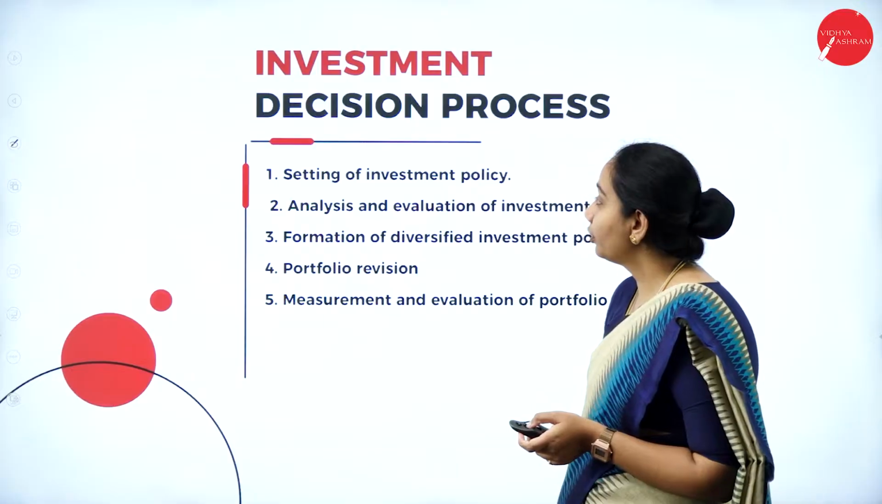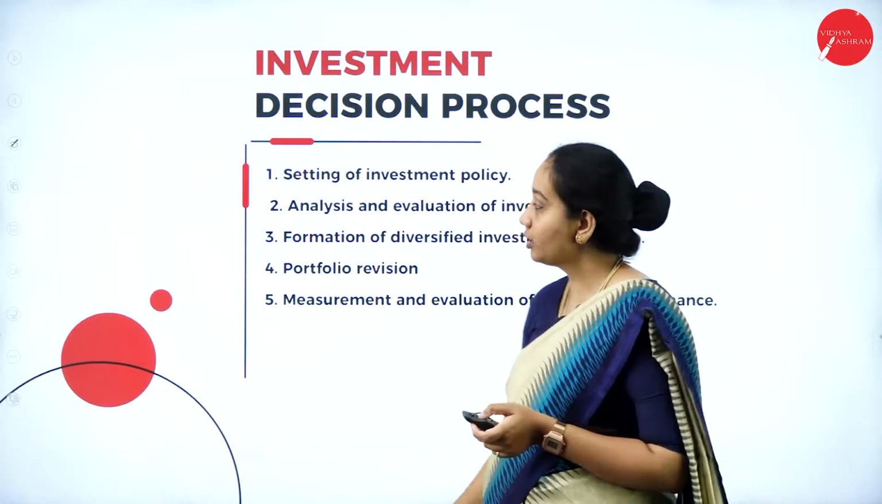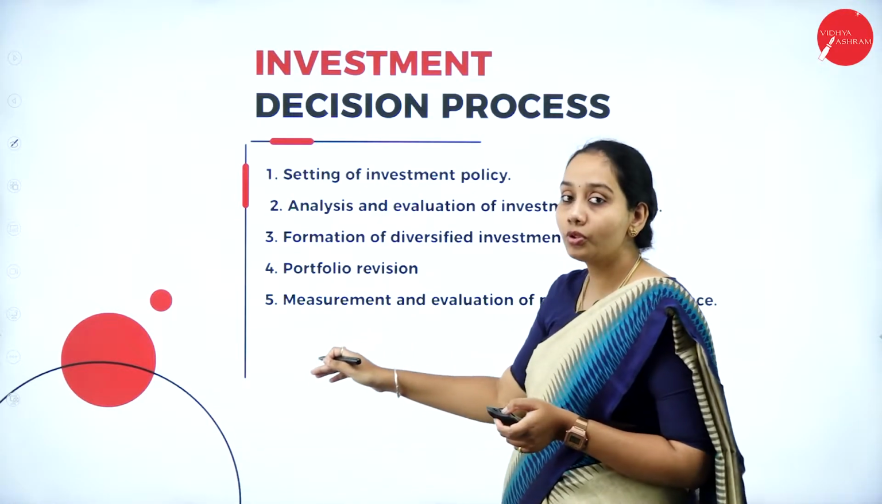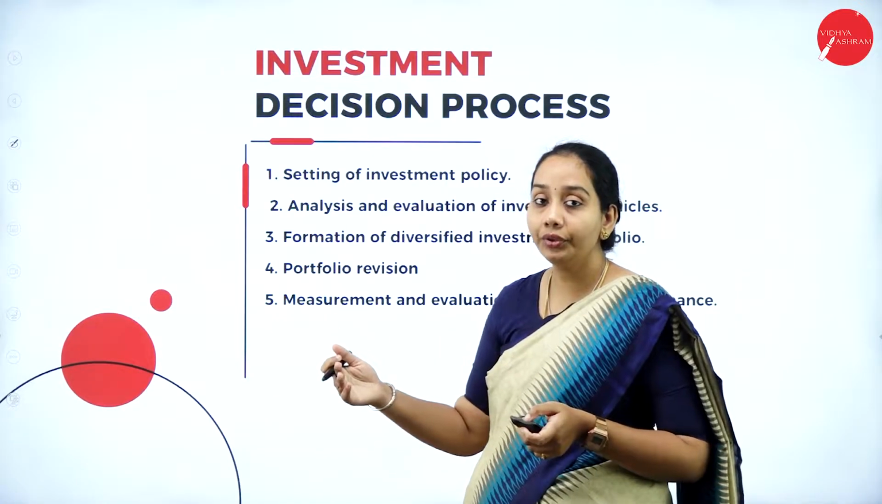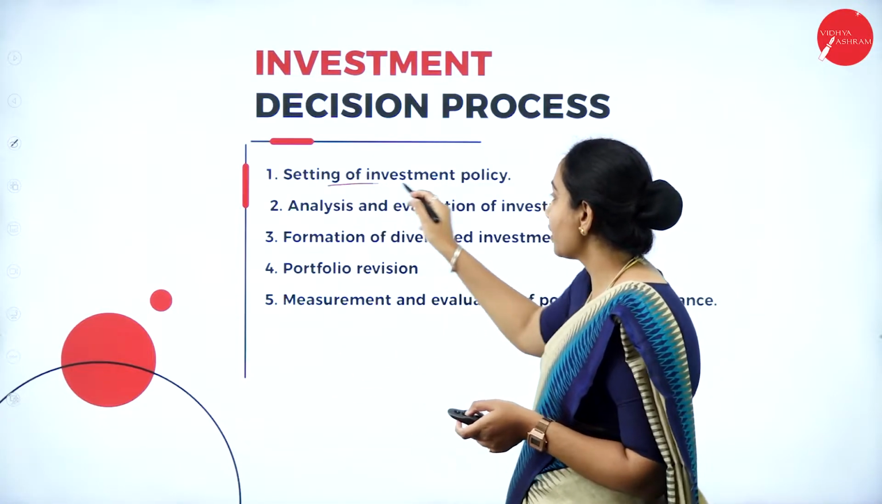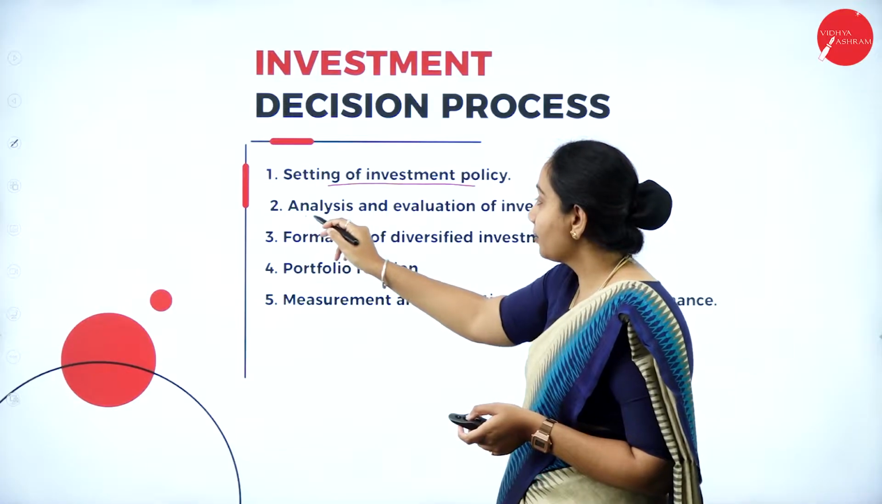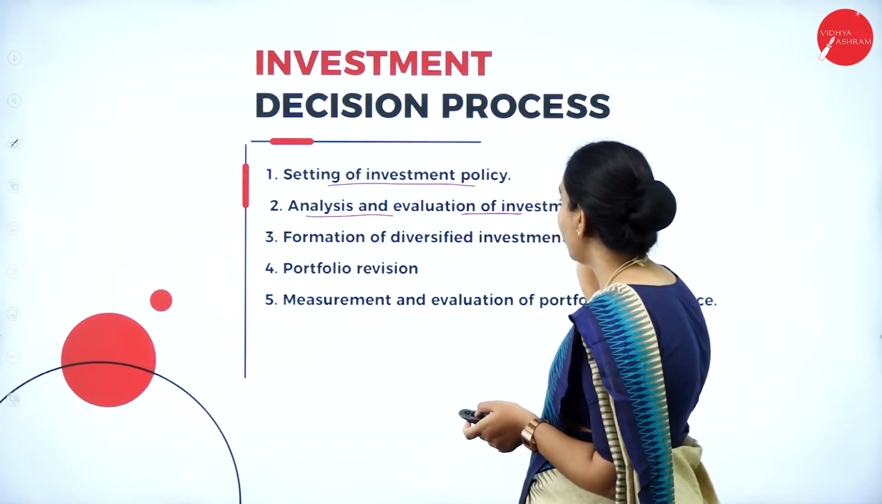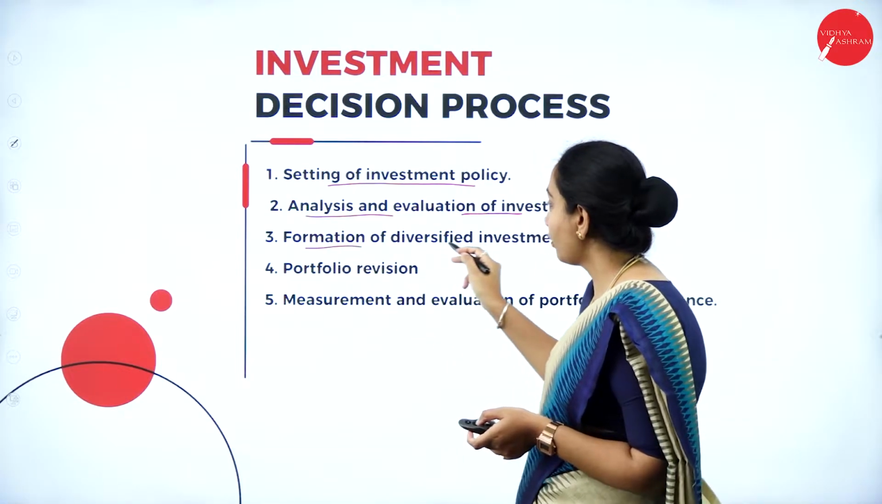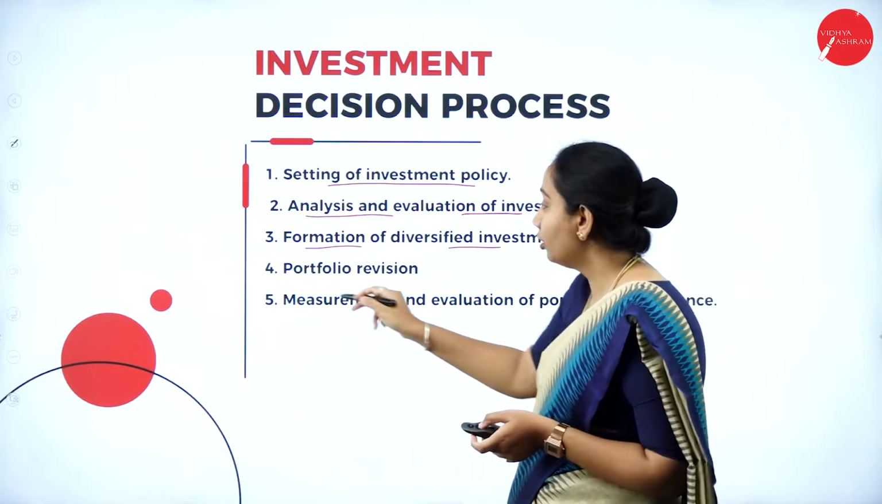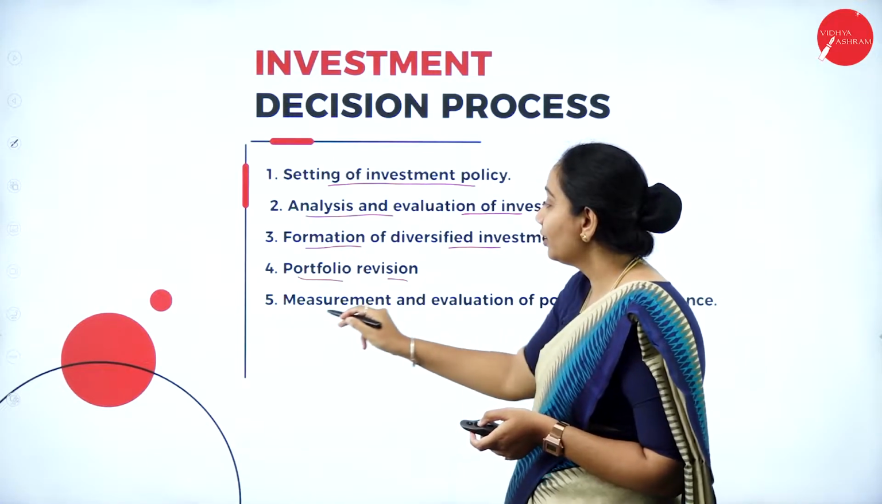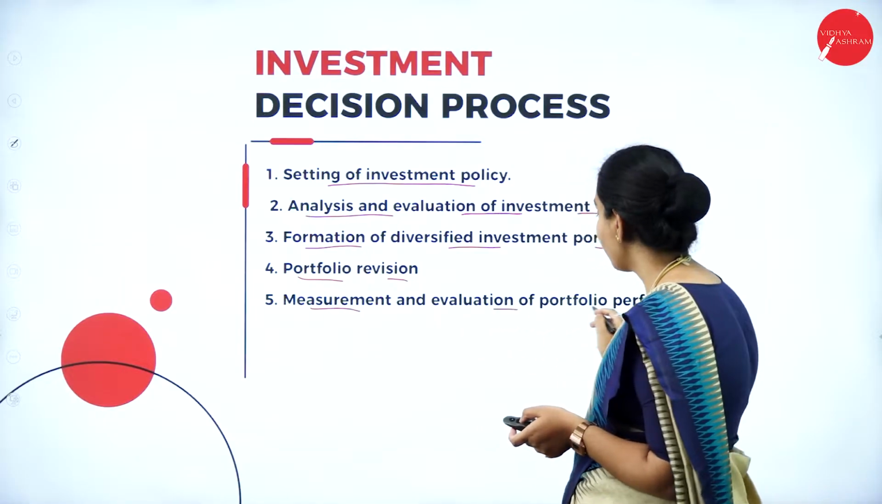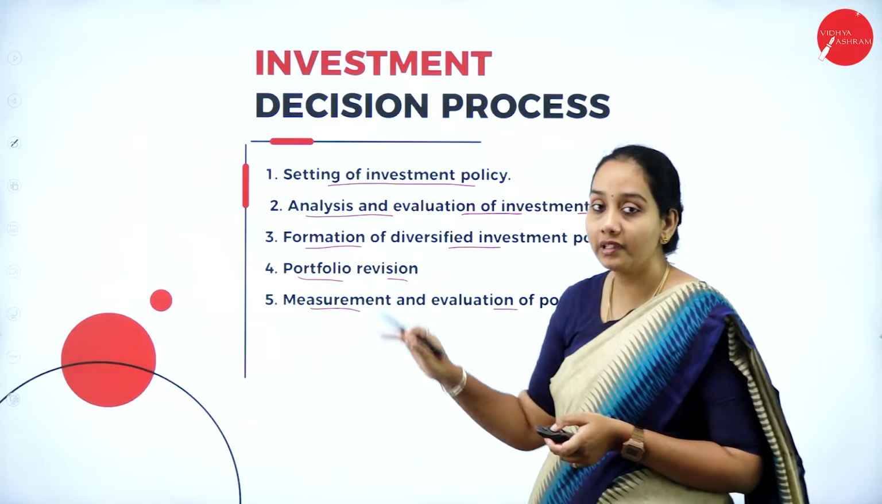Next we'll move on to the investment decision making process. These are the 5 steps any investor usually goes through. Step 1 is setting of investment policy. Second step, analyzing and evaluation of investment vehicles. Third step, formation of a diversified investment portfolio. Next is portfolio revision. Then the last step is measurement and evaluation of portfolio performance. So we'll see them one by one.